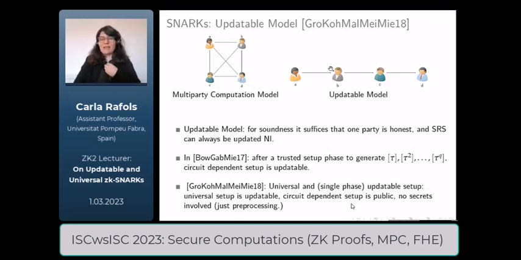In this updatable model, what we want is that the final SRS will be secure, which means nobody will know the trapdoor associated to this SRS, as long as one person is honest. So this would greatly simplify SRS generation. If we manage to construct a SNARK that allows generating the SRS in this model, it becomes much simpler to run a ceremony and generate parameters for a SNARK.